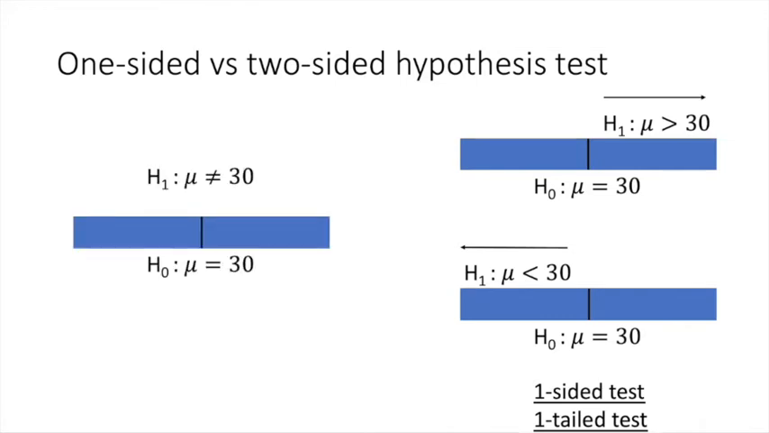If instead the alternative hypothesis states that the mean is not equal to 30, then the hypothesis test will check the probability of finding a mean value on either side of 30. Hence, it is a two-sided or two-tailed test.